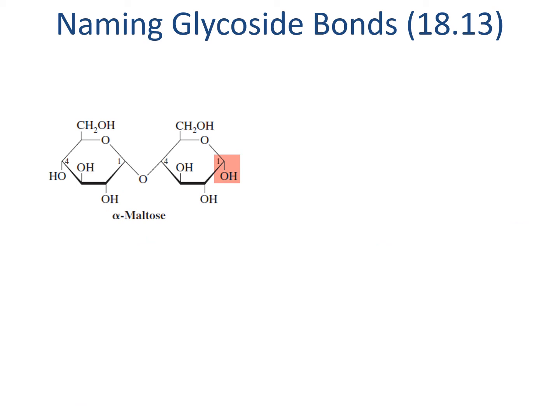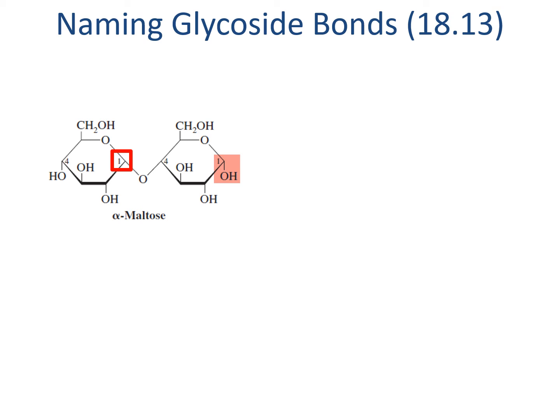Glycoside bonds are defined by two things. First, the position of the acetal or acetals, that's whether they're alpha or beta. And second, which carbons are connected between the monosaccharides. So here we have an example which is maltose, a disaccharide of two glucoses. It has the acetal carbon locked into the alpha position.